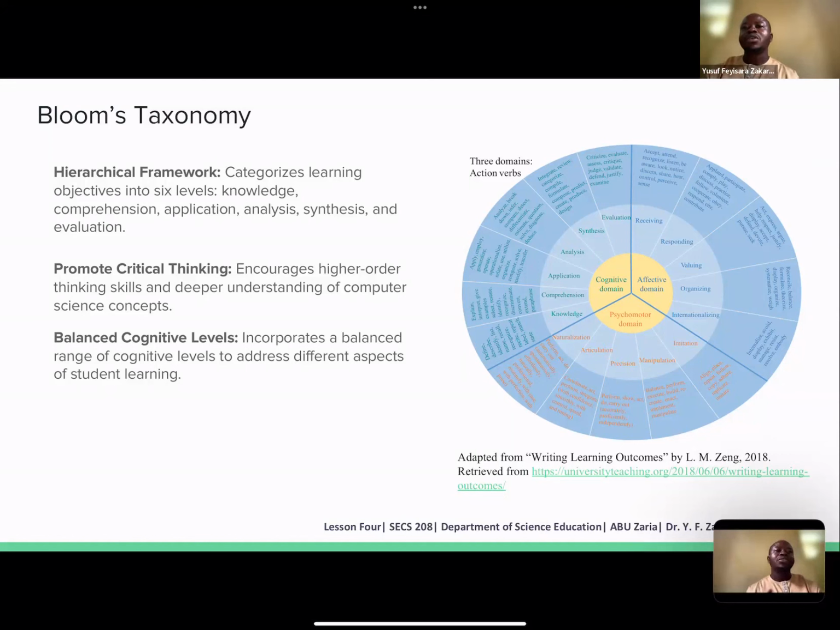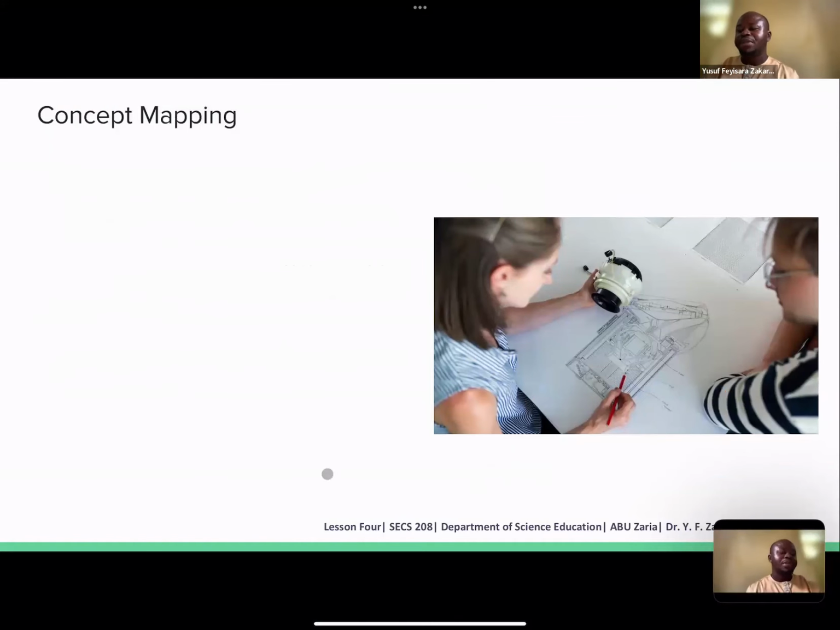So by designing your curriculum, this will help in spelling out your internal learning outcomes. In fact, we need these verbs whenever you are stating the internal learning outcomes. Take note.